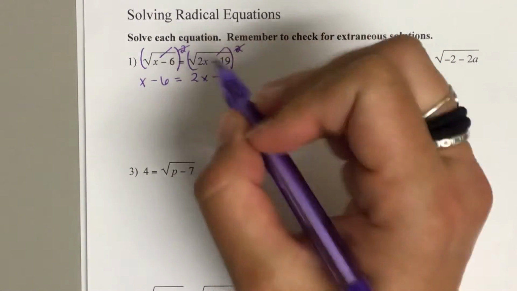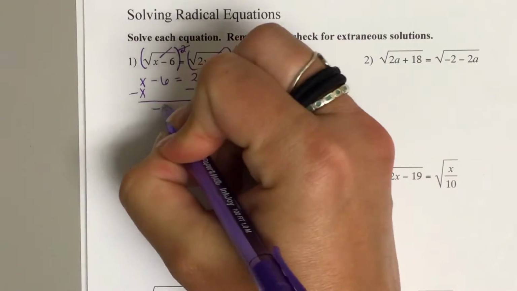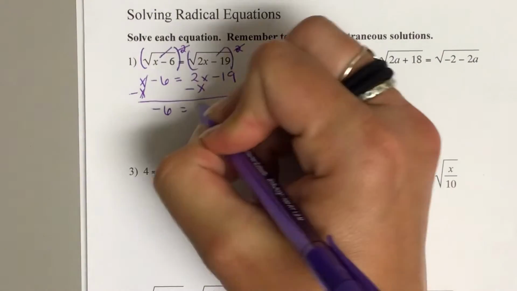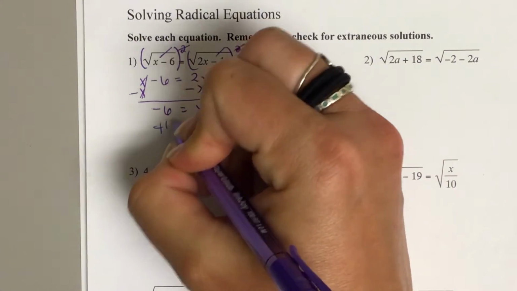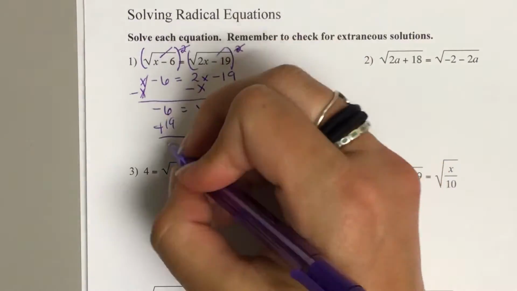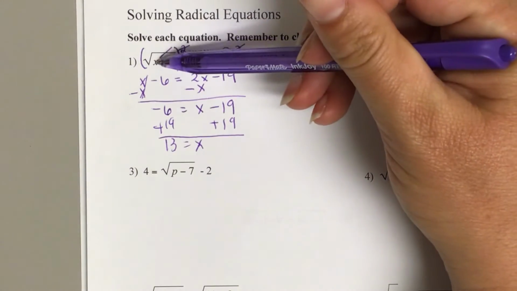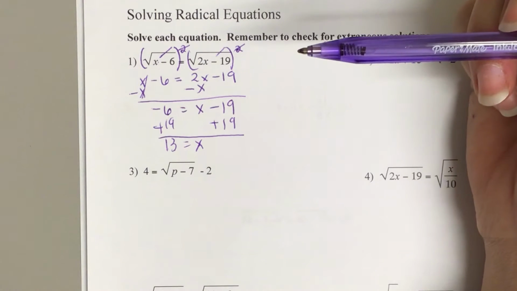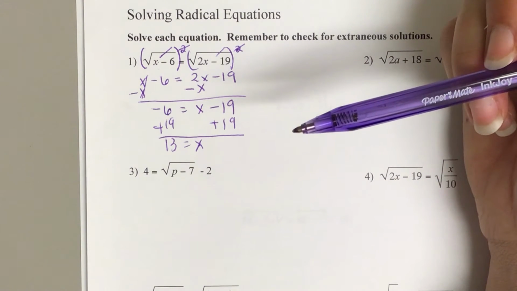So I want to get my x's together, so I'm going to subtract 1x from both sides. So negative 6 equals x minus 19, and then add 19 to both sides, and I get 13 equals x. And of course you can go back and put 13 in for x and see if you get the same answer for both sides. And if you do, then you know you did it correctly.